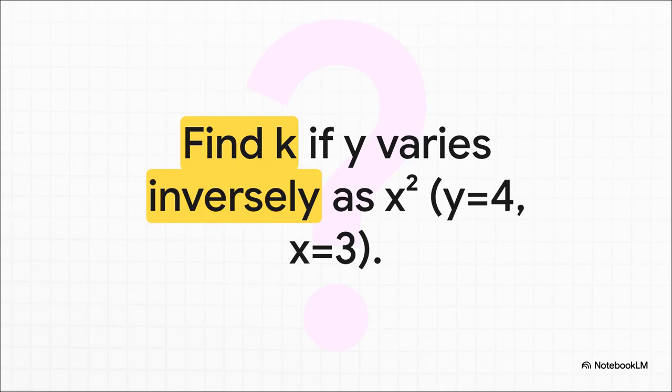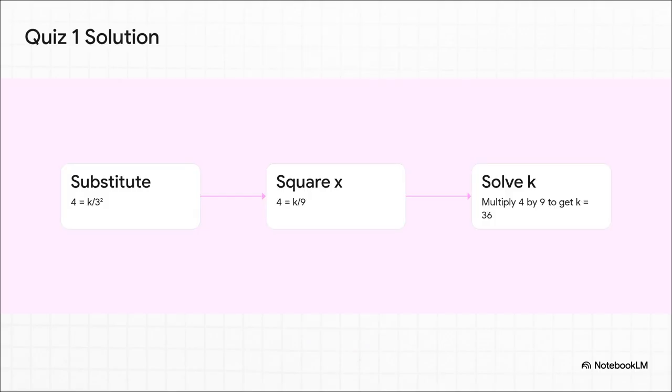Now, the crucial part of learning any new math trick is proving you can actually use it. So let's do a quick quiz to really lock this in. Here's your challenge. If y varies inversely as x squared, and y equals 4 when x equals 3, what is the constant k? Just take a quick mental pause, picture the initial formula in your head, and think about exactly where those numbers need to drop in. All right, let's see if you nailed it.